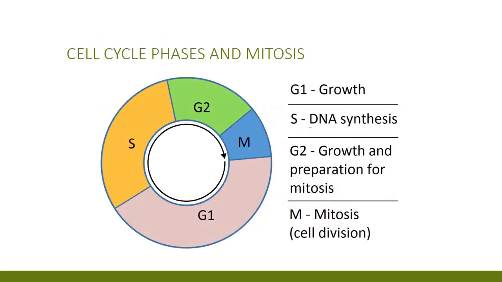Cell cycle. The cell has a cycle. It has a growth cycle. It has a cycle when it's making new DNA. It has a growth and preparation for mitosis. And then there's steps or different phases of mitosis called cell division. So before you even go into mitosis, you have to think of the growth stage as G1. The DNA synthesis is the S phase. And the growth and preparation for mitosis is G2. The M is representing mitosis, the different phases of mitosis.